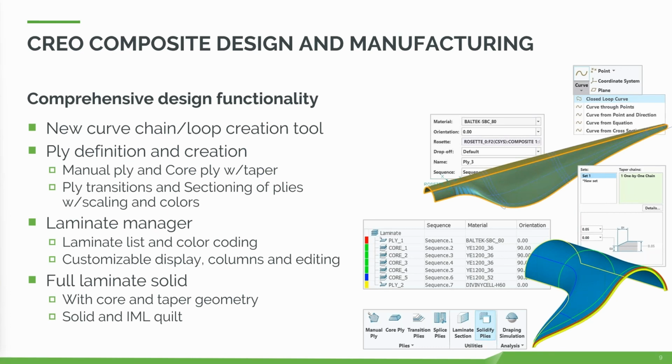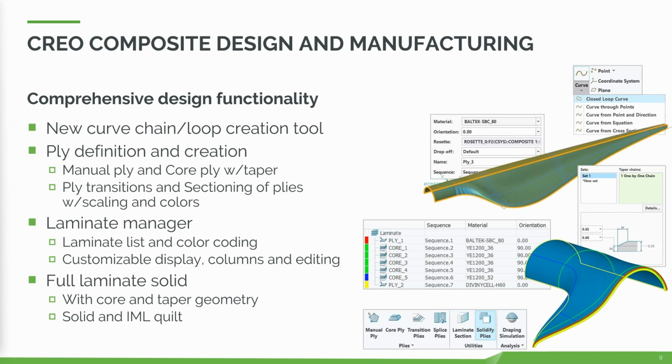As I said before, we've got a laminate manager that really helps to manage and organize all of those ply definitions. It's automatically populated as we are defining plies and cores. We've got color coding to help identify laminates based on their material and orientation here in the screenshot, and we can customize that to show additional information that might be of interest to us.